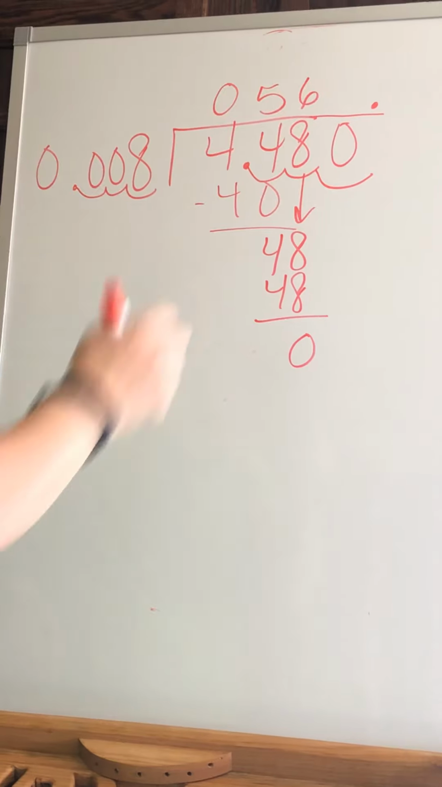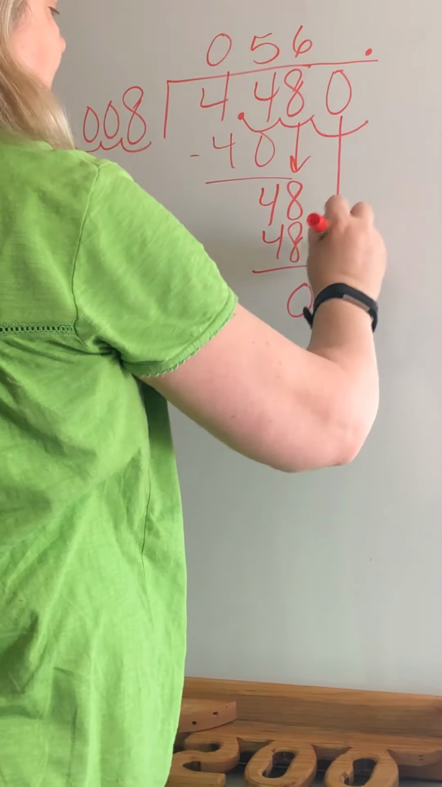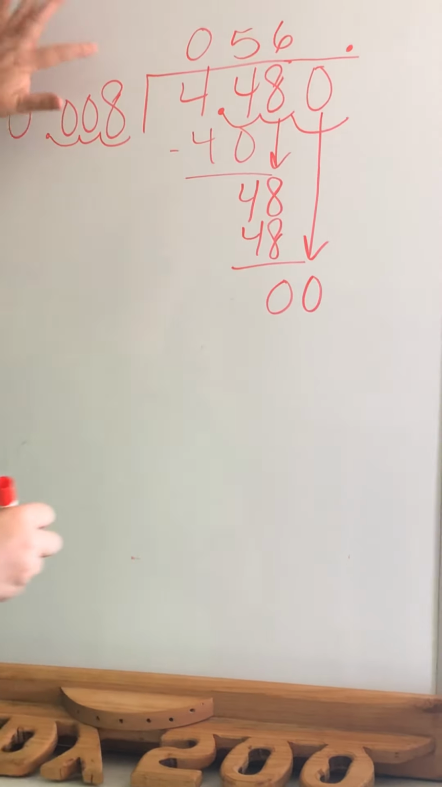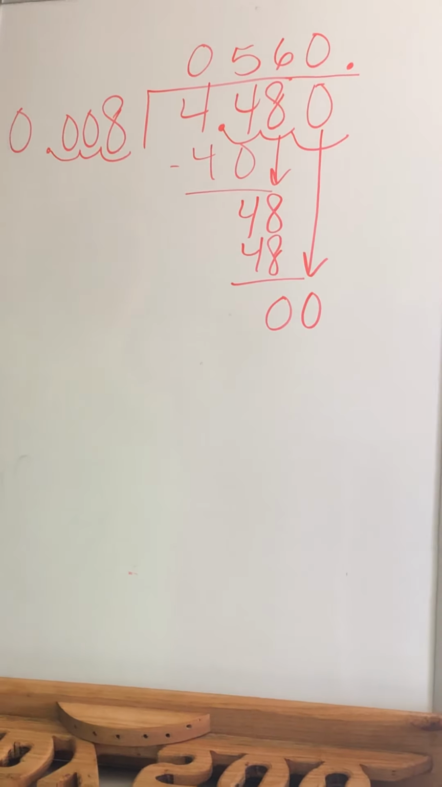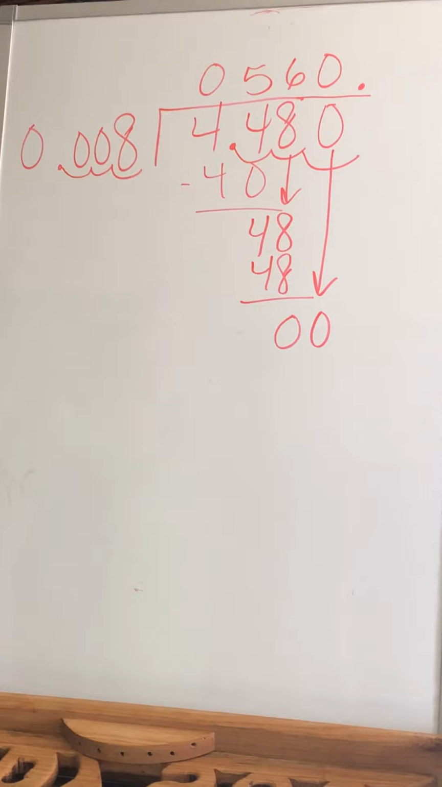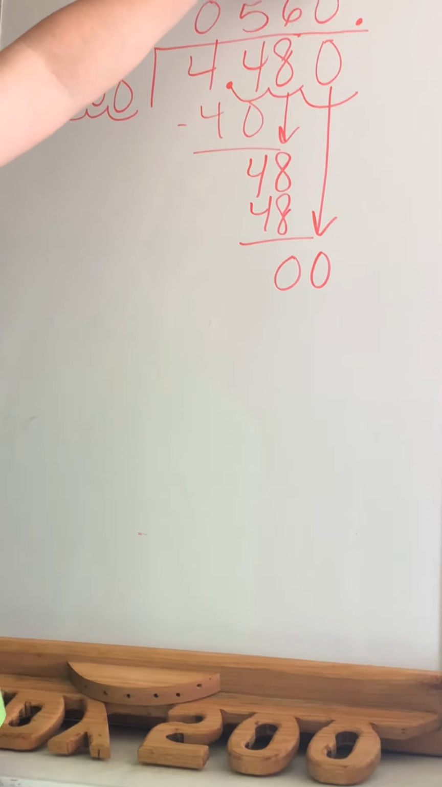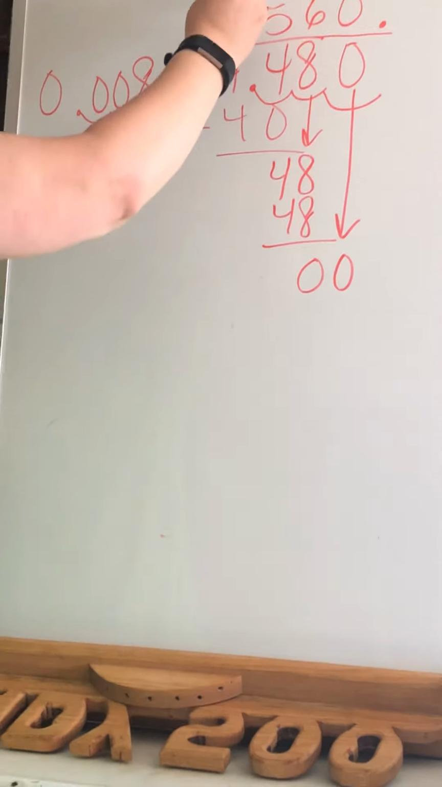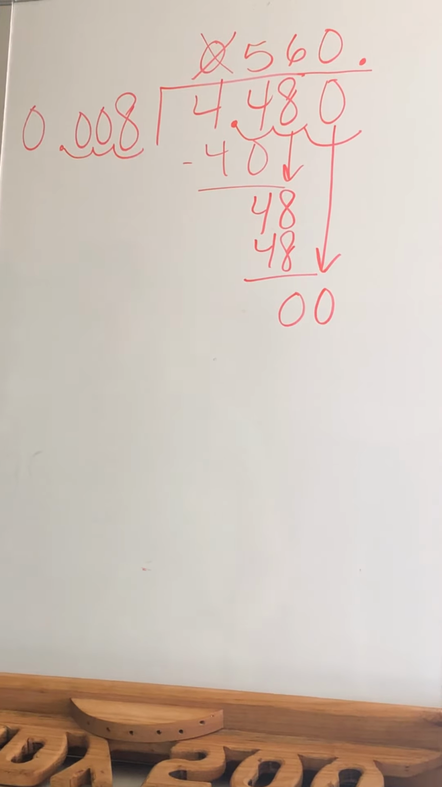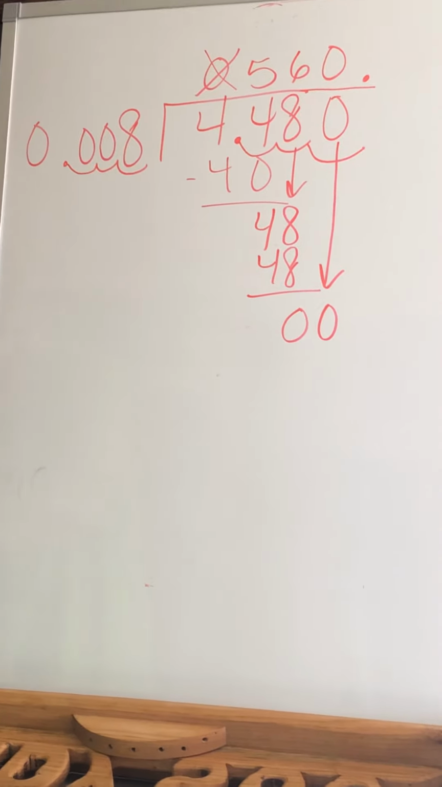No. We have this 0 left. We have to bring it down. Absolutely. 8 cannot go into 0, so let's put a 0 there. Now, what 0 can we get rid of? Well, this one is locked in place. We have to keep that. Let's get rid of that one. And our answer is 560.